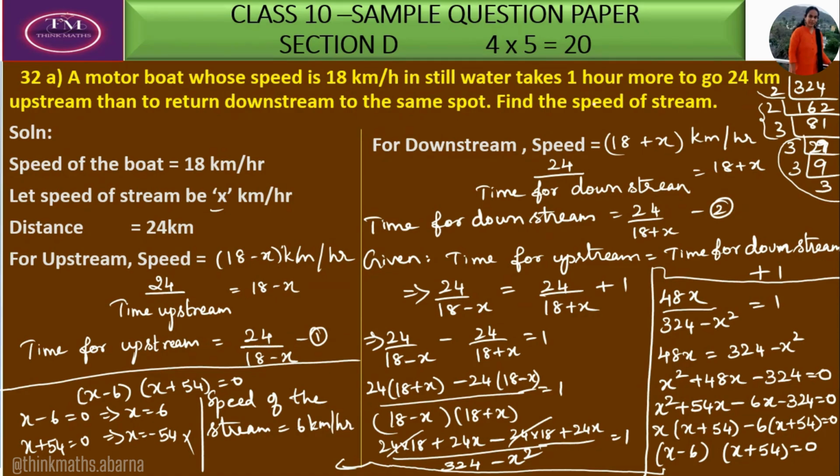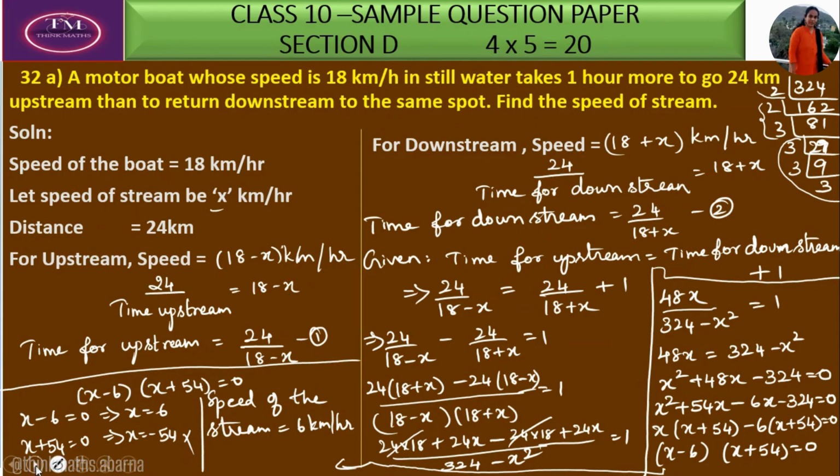So whenever you get an upstream and downstream problem, for upstream you have to subtract from the speed, that is, speed of the boat minus speed of the stream. For downstream, it is speed of the boat plus speed of the stream. Then write the condition and you will get your quadratic equation. Solve it to get the solution. Okay, children? I hope you can understand this problem.